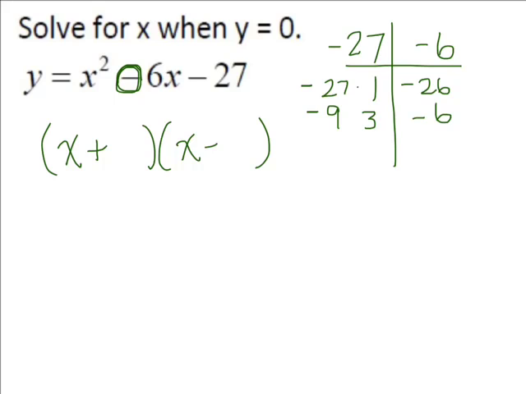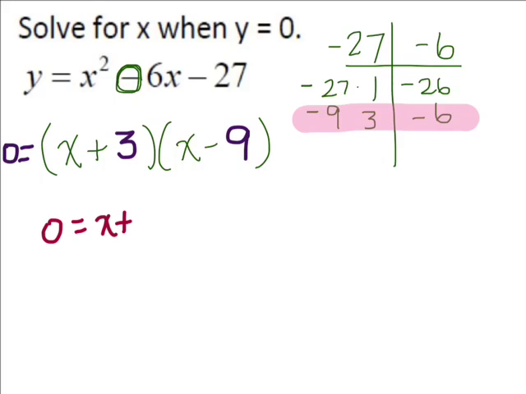So it looks like this guy right here is our match. So what we'll do now is put it in. I'm going to put negative 9 over here, minus 9. I'm going to put the 3 right here. I'm going to set it equal to 0. Now I'm going to split it up.